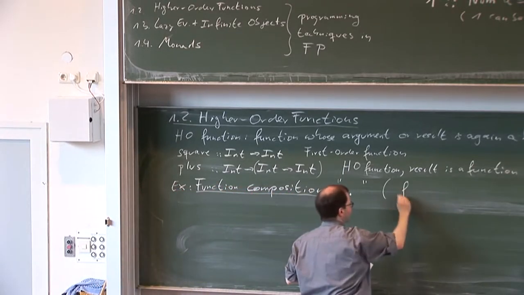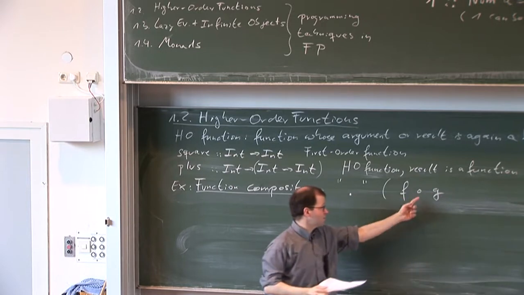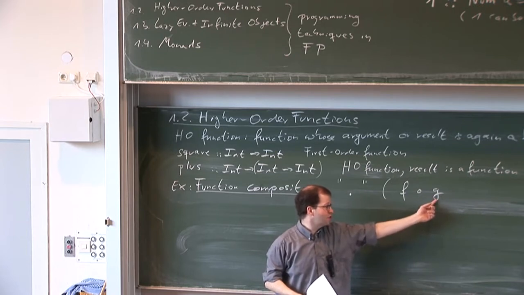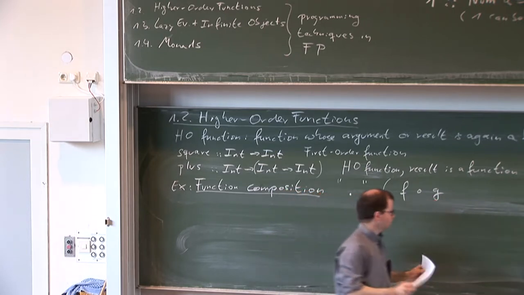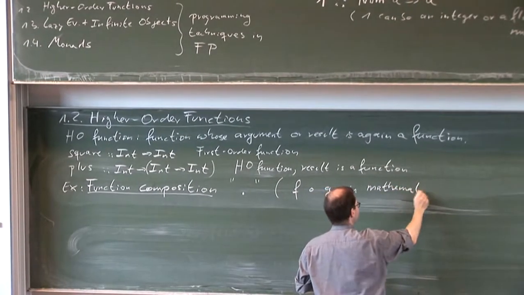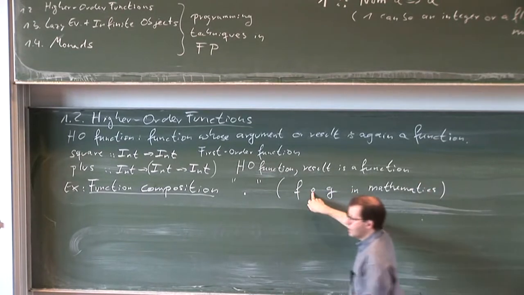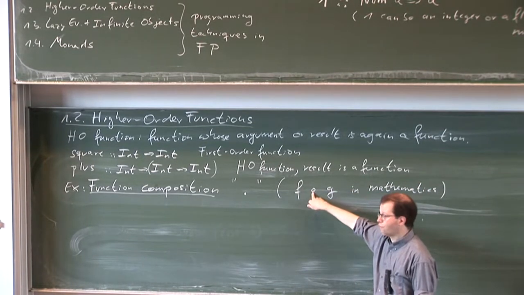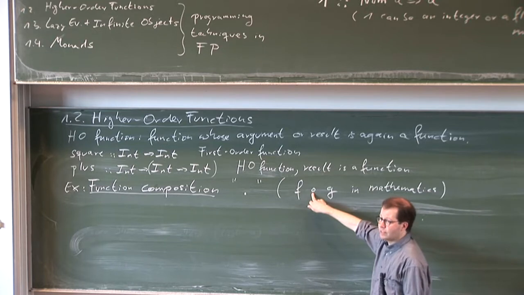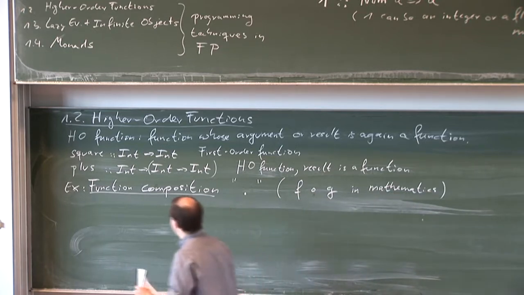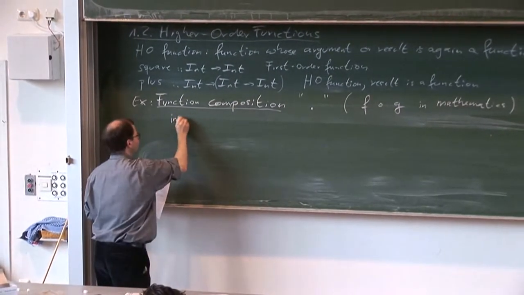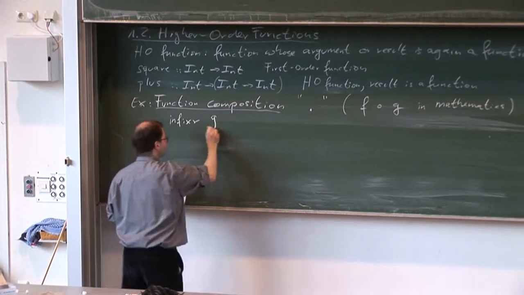So in mathematics, you have something like this. F circle G, F and G are functions, and the result of this is again a function which will first apply G and then apply F. So in mathematics, you would write it like this. And obviously, this circle here is a higher order function because it takes two functions as input. The arguments here are F and G, which are functions, and the result is again a function, namely the composition. And as I said, this is predefined in Haskell, but it's not written with a circle, but with a dot. So the definition of this in Haskell looks like this.